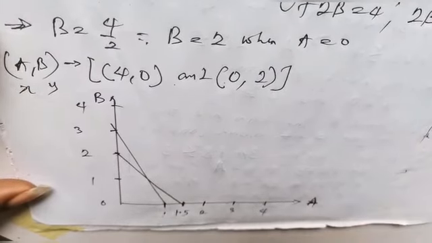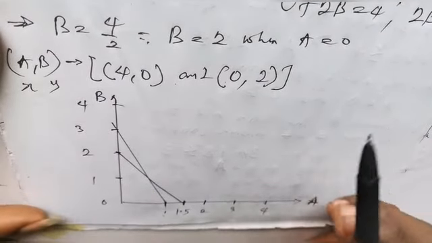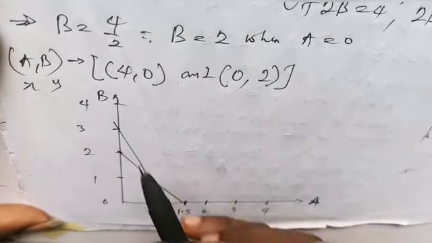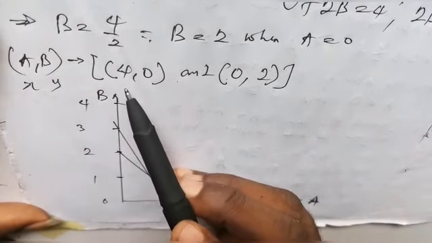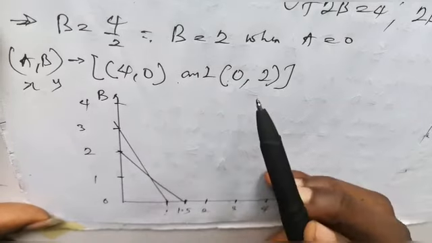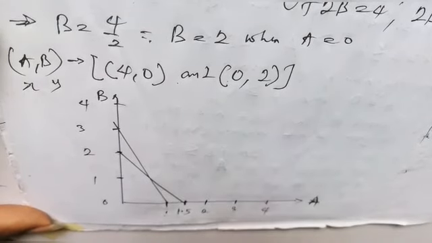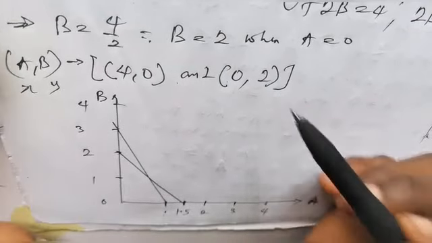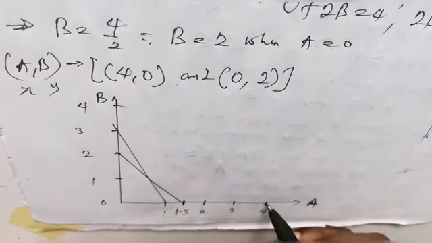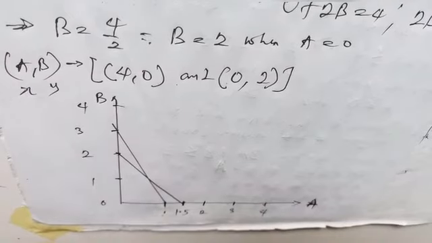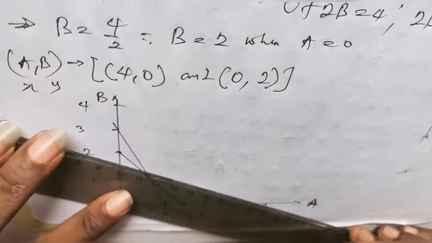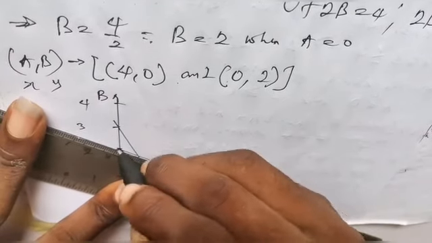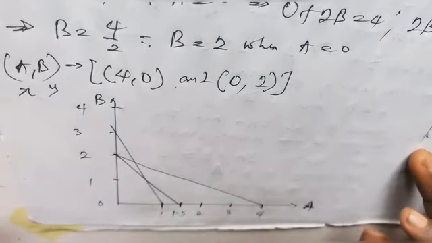Okay, and finally, we're here for the embroidery machine. For the embroidery machine, we have A as 4 when B is 0 and B as 2 when A is 0. So all we are looking for now is to connect A as 4 and B as 2. This is A, which is 4. This is B, which is 2. You connect these two points together.